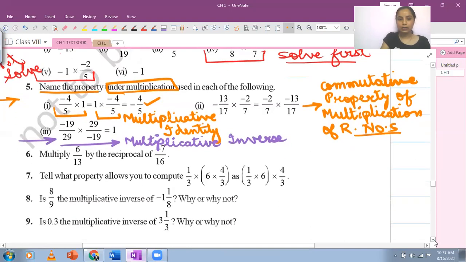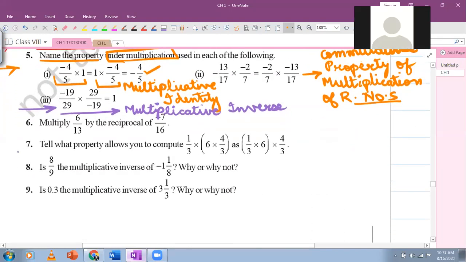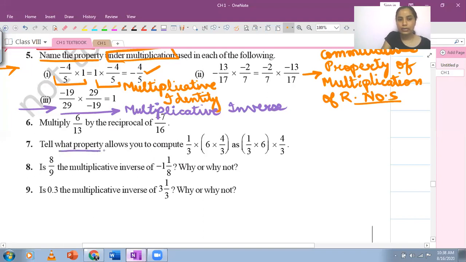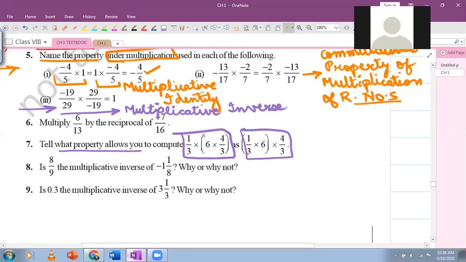Let's take a look at question number 6. Now, these questions require a little work. Question number 6, 8, and 9. Whereas question number 7 can be done directly. Tell what property allows you to compute this as this. Can you see the difference in these two multiplications? The grouping is different. Associative. That's correct. Associative property. Yes, that's correct.